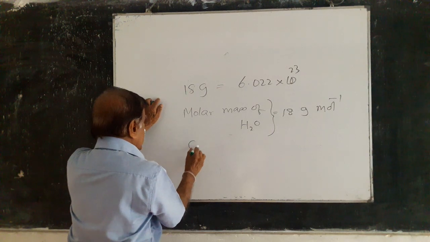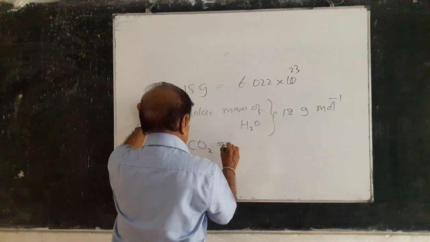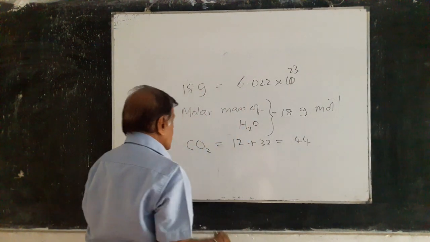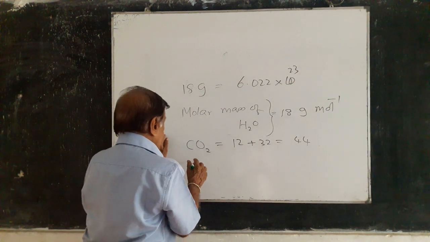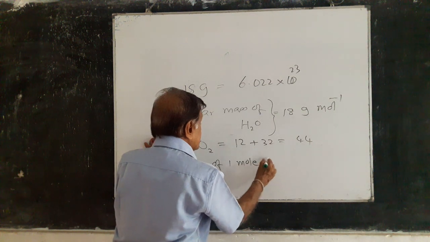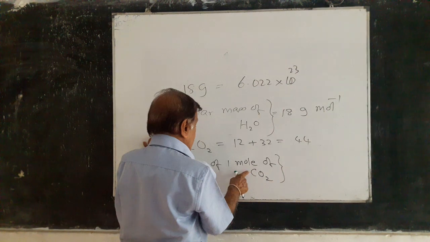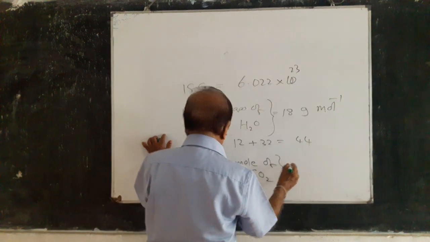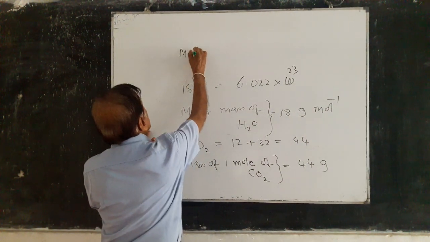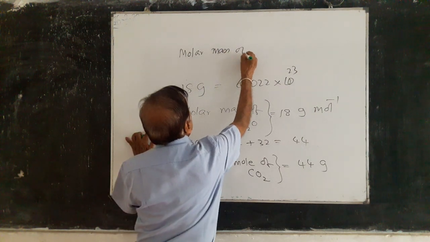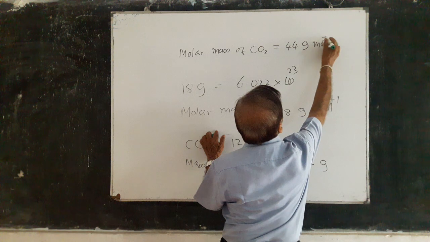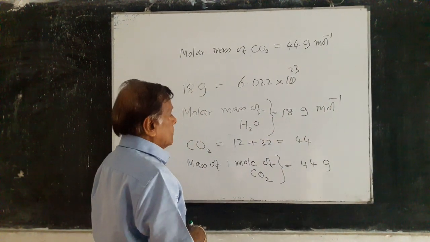It's about water. Carbon dioxide, relative molecular mass 12 plus 32, 44. That is the mass of one molecule in atomic mass units. Therefore, for one mole of carbon dioxide, Avogadro number of molecules of carbon dioxide, the mass is 44 grams. Or you can say the molar mass of carbon dioxide is 44 grams per mole.